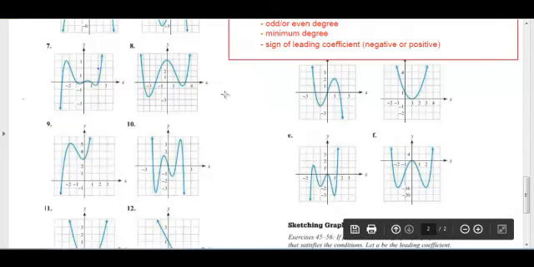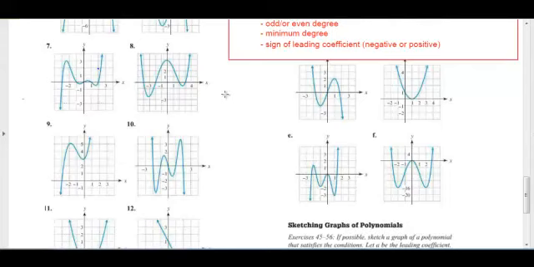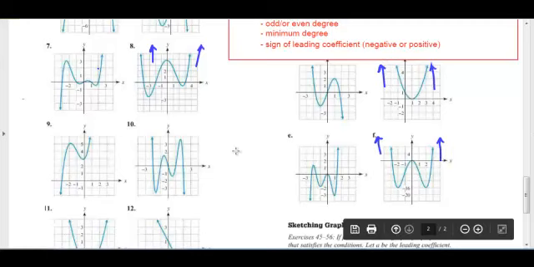Okay, I guess we could go ahead and just decide if these are odd degree or even degree. Hopefully you see this, they're going in the same direction, or at least the end behavior for your y values as your x goes to positive and negative infinity are the same direction. So this is going to be even. I'll make the even graphs blue. This will be even, and this will be even. End behavior is in the same direction. And the rest of those are odd.